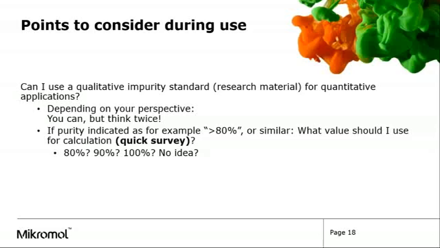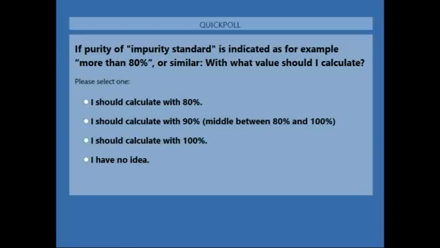Yes, thank you, Bernie. And Bernie mentioned already, there's a short survey here, one question that we have for you, where you can give your vote or your answer. If the purity of the impurity standard is indicated, for example, with more than 80%, or in a similar way, with what value should I calculate? And Bernie asked already, should you calculate with 80, with 90, with 100%, or do you have no idea? So please, if you could give your votes, that would be great. Afterwards we are showing the results of this quick survey.